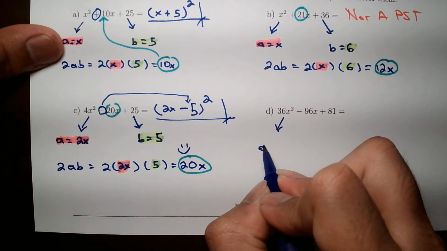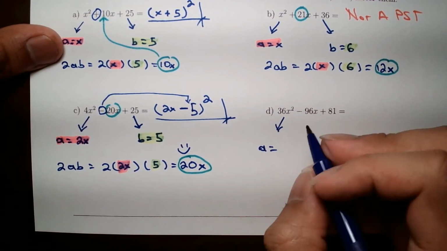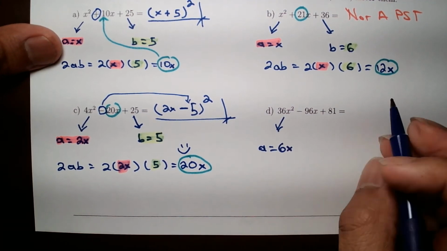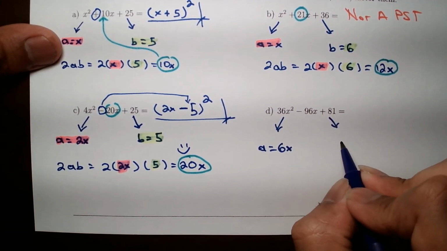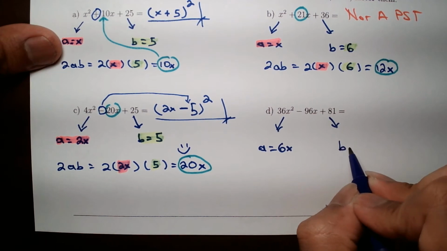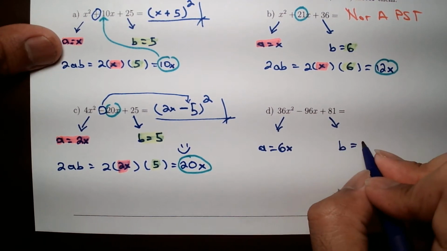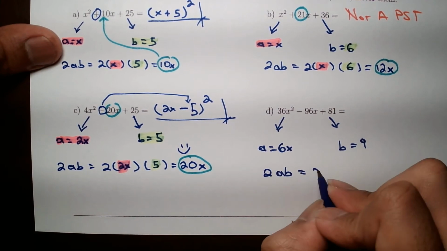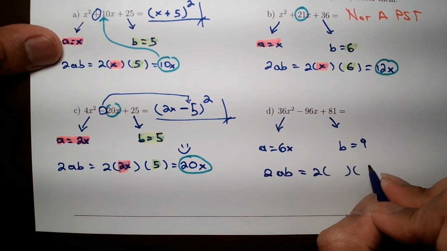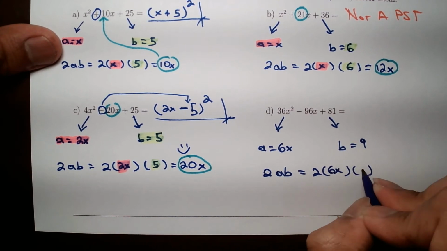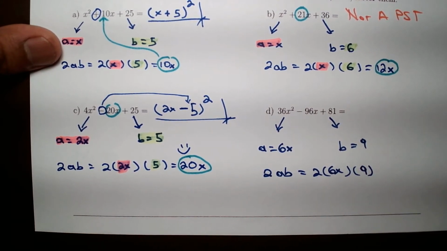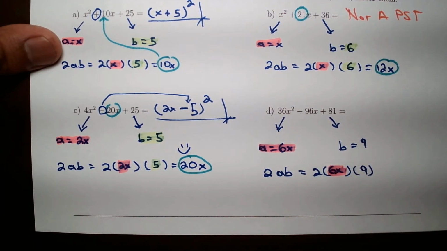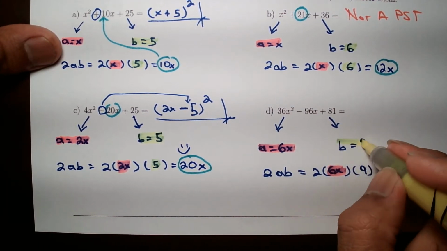Quantity a, which is the quantity whose square is 36x squared, that's 6x. And b, the quantity whose square is 81, that's 9. So 2ab, that's 2 times a times b, so 6x and 9. So let's highlight so you can see all this. And highlight.